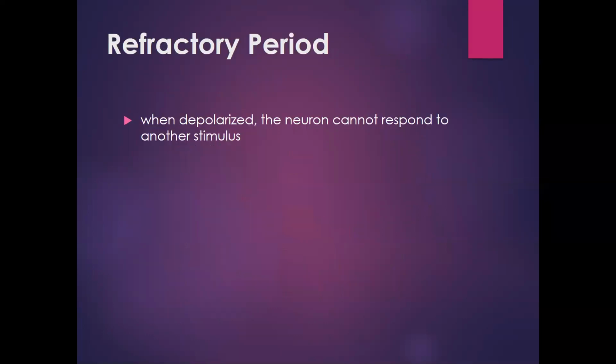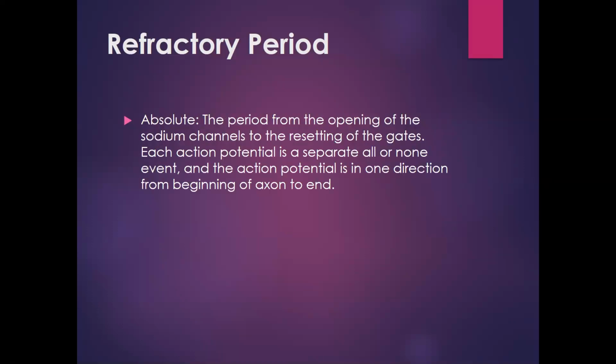Okay. All right, we have refractory periods, just like in a neuron, just like in a muscle cell. When depolarized, the neuron cannot respond to another stimulus. So the absolute refractory period is the period from the opening of the sodium channels to the resetting of the gates. Each action potential is a separate all or none event, and the action potential is in one direction from the beginning of the axon to the end.